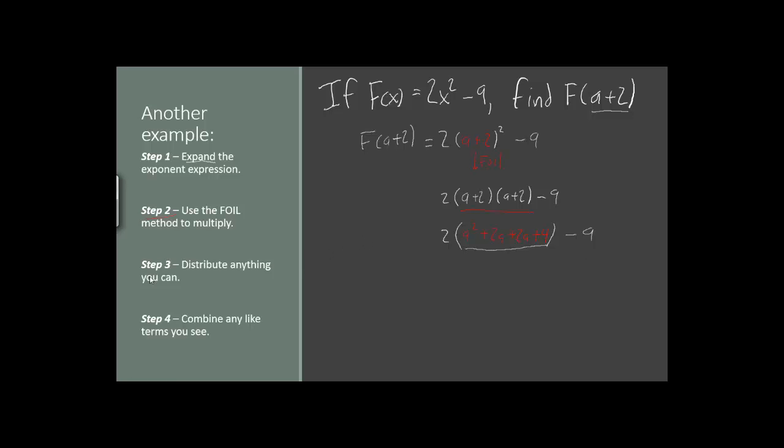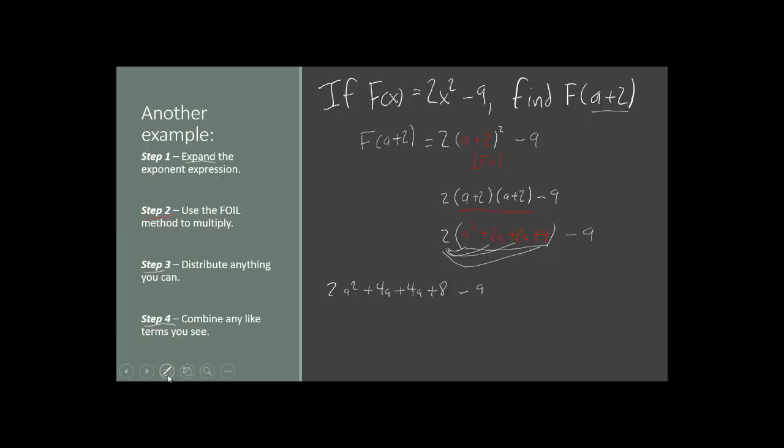Well, now that we've completed our FOILing, let's move to step 3 and just distribute whatever we can. We're going to have 2 times all 4 of the terms that are in this parentheses. So we'll have 2 times a squared is 2a squared. 2 times 2a is 4a. 2 times the other 2a is also 4a. And 2 times positive 4 gives us positive 8. And then the minus 9 is still on the end.